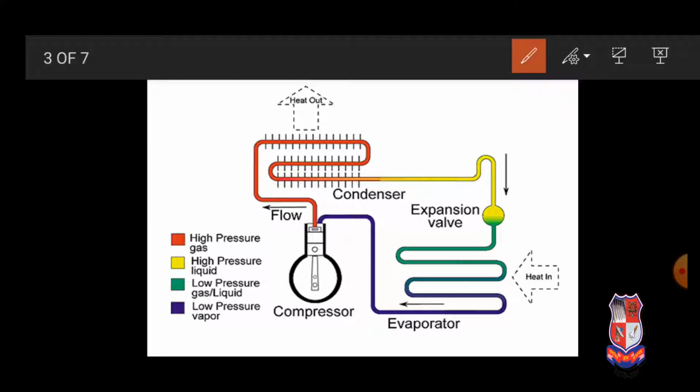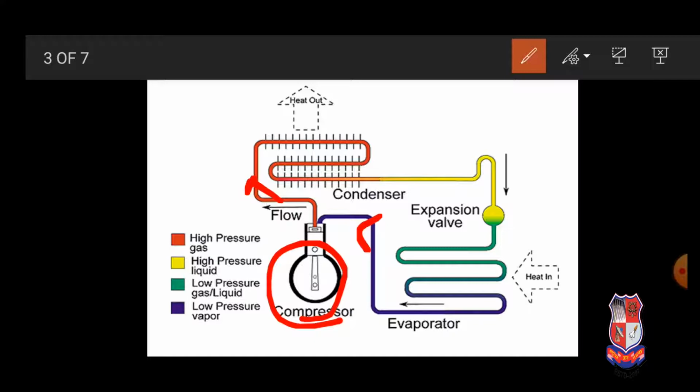In vapor compression refrigeration cycle, low pressure, low temperature vapor refrigerant from the evaporator is drawn into the compressor with the help of the inlet or suction valve. Now low pressure, low temperature vapor refrigerant is compressed in compressor. It becomes high pressure, high temperature vapor refrigerant which is discharged into the condenser. So after the compressor we get high pressure, high temperature vapor refrigerant.